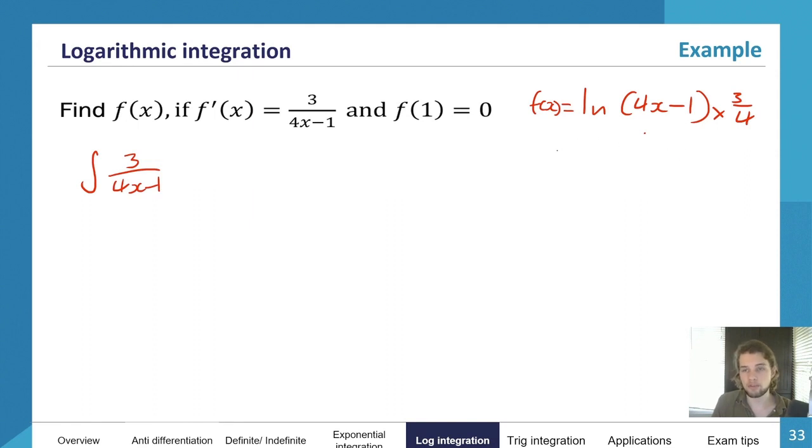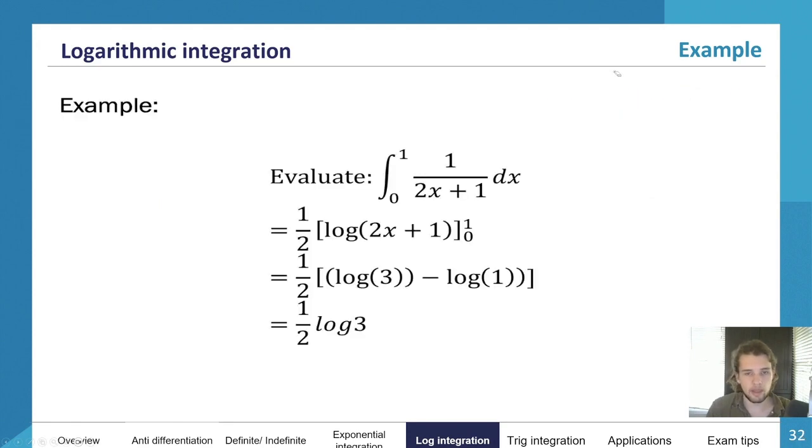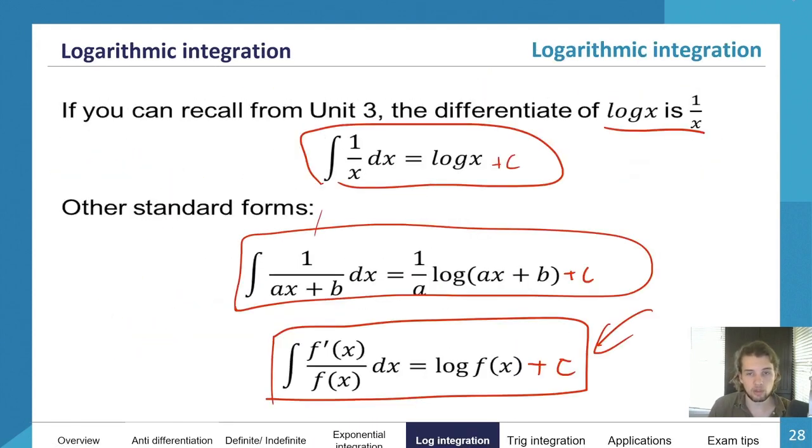So if I were to differentiate this, you would see why this makes sense. It equals 4 over 4x minus 1 multiplied by 3 over 4, which is equal to 3 over 4x minus 1. If you find it difficult to look at it and then interpret what coefficient was there, then just memorize and utilize these formulas. It's a personal way that you can choose to do it.